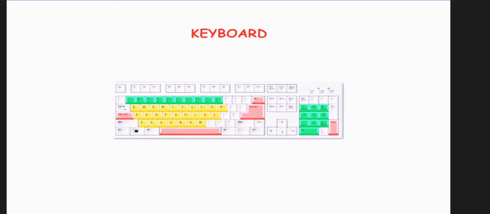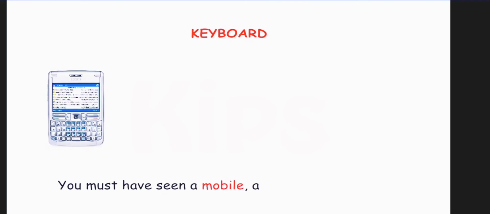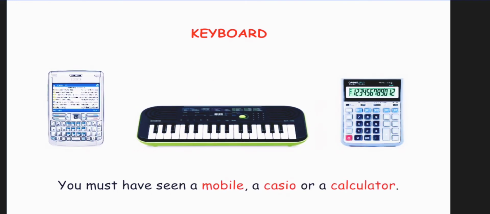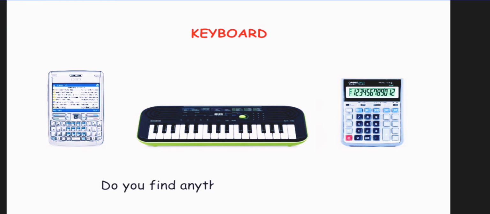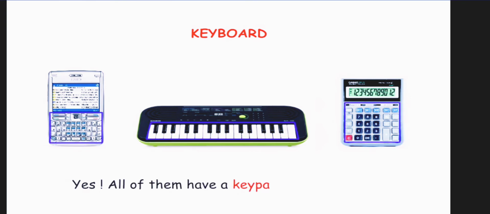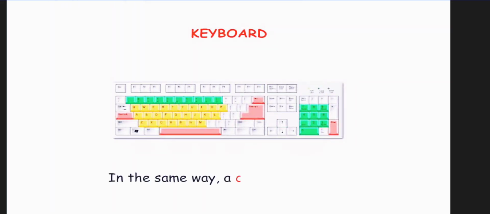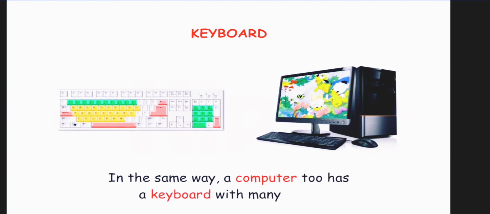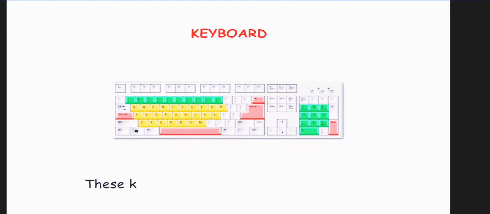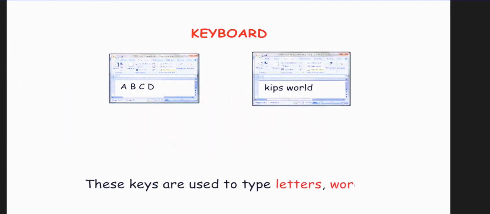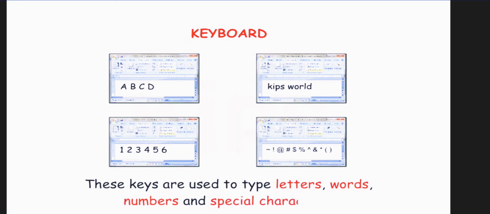Okay, children, let us understand about keyboard. This is a keyboard. You must have seen a mobile, a Casio or a calculator. Students, do you find anything common in them? Yes, all of them have a keypad with many keys. Each key has a different function. In the same way, a computer too has a keyboard with many keys. These keys are used to type letters, words, numbers, and special characters.